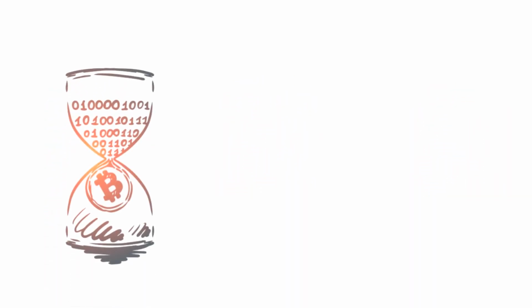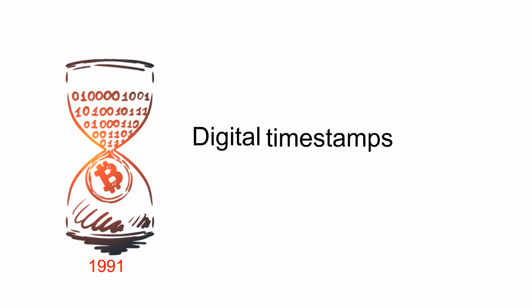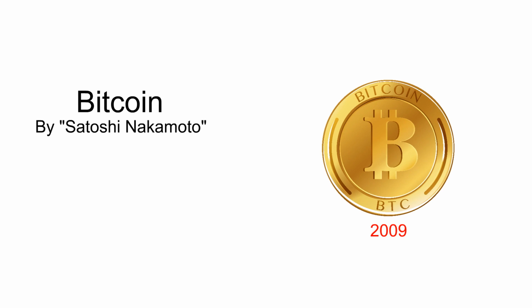This technique was originally described in 1991 by a group of researchers and was originally intended to seal digital documents so they could not be dated or manipulated, almost like a notary. However, it remained virtually unused until Satoshi Nakamoto adapted it in 2009 to create the digital cryptocurrency Bitcoin.